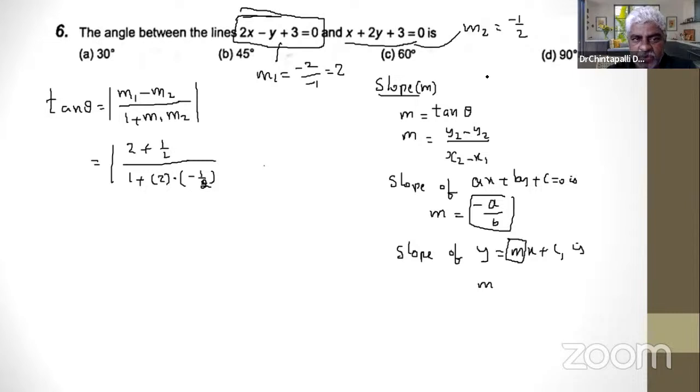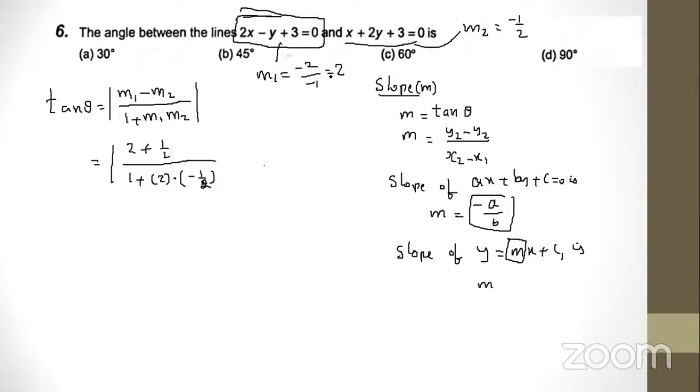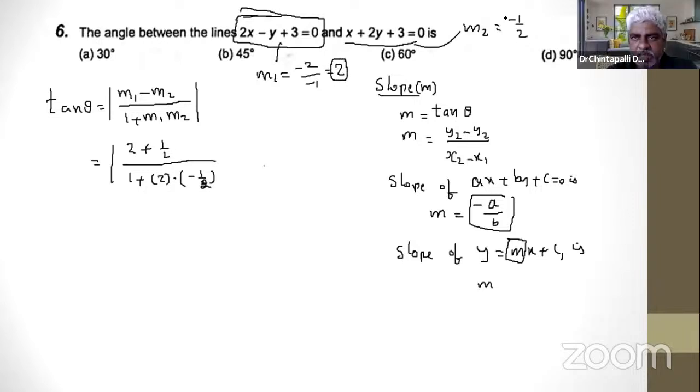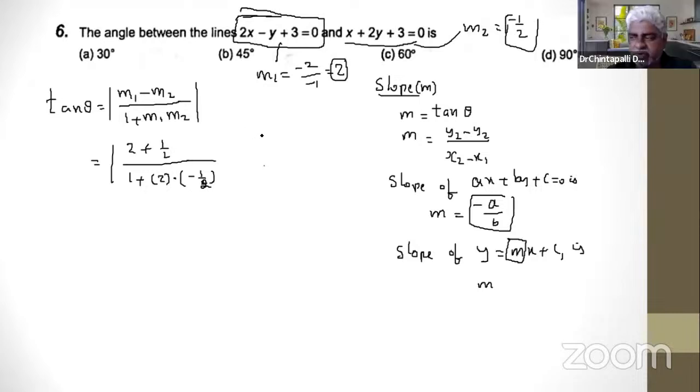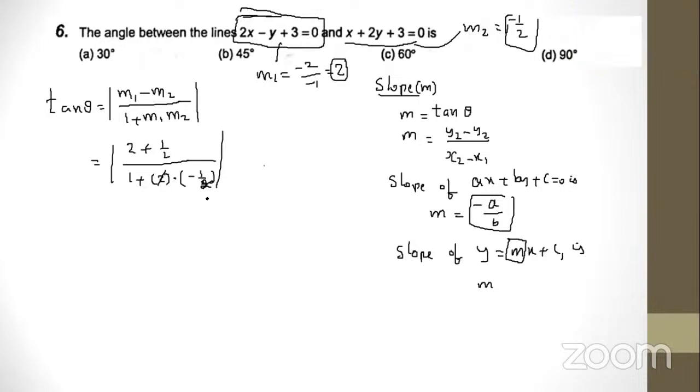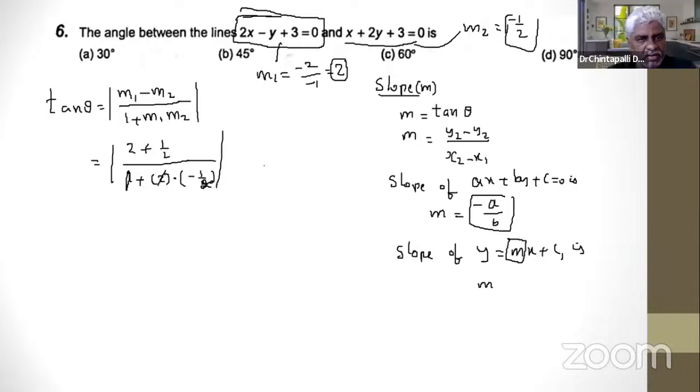M1 into M2, right? Yes, sir. Sorry, M1 is 2 and M2 is negative 1 over 2. That's why it is negative 1 over 2. Now do the calculation. The 2 gets cancelled. What is the denominator? 1 plus negative 1, the denominator is 0.